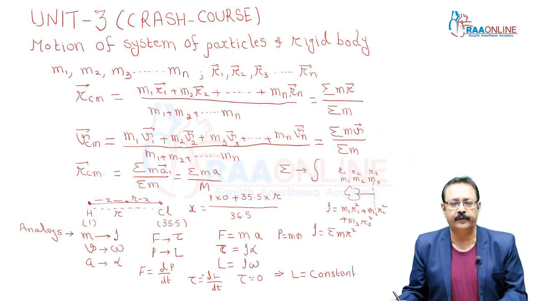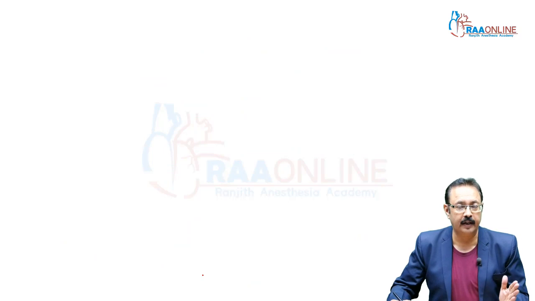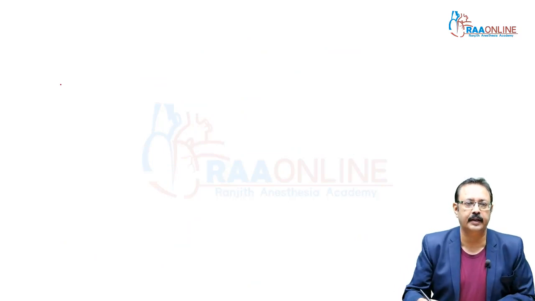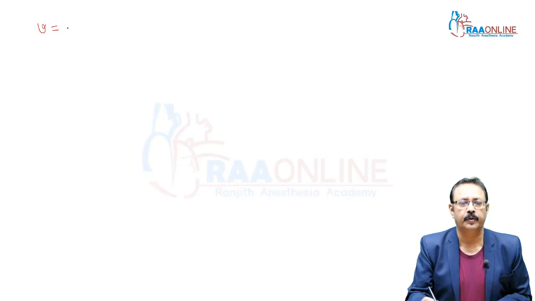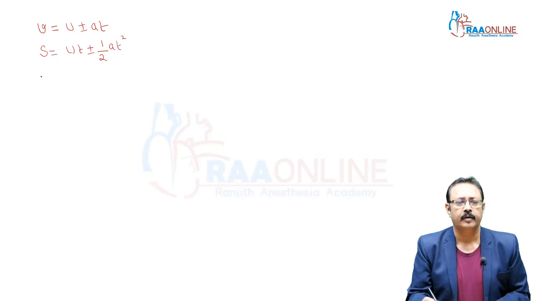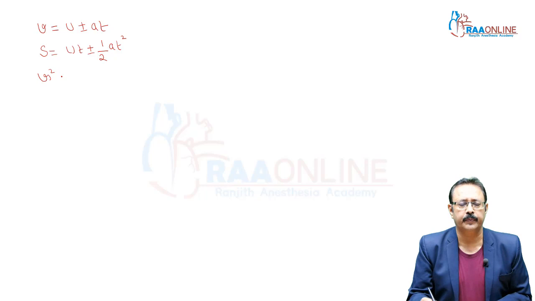Getting my point? You know Galileo's equations. Their analogues are present here. What were Galileo's equations? V is equals to U plus minus AT. S is equals to UT plus minus half AT square. V square is equals to U square plus minus 2AS.